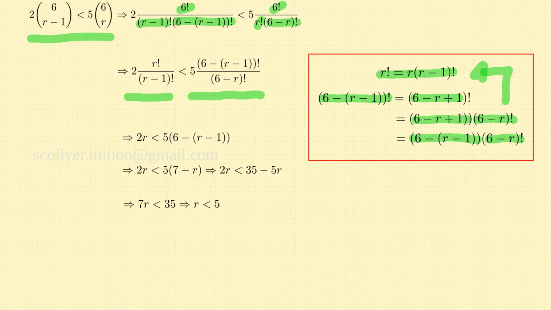And applying those identities, the left-hand side reduces to 2r, the right-hand side reduces to 5 times 6 minus r minus 1, which simplifies to 2r is less than 5 times 7 minus r, which is 2r is less than 35 minus 5r, which becomes 7r is less than 35, which tells us that r is less than 5.